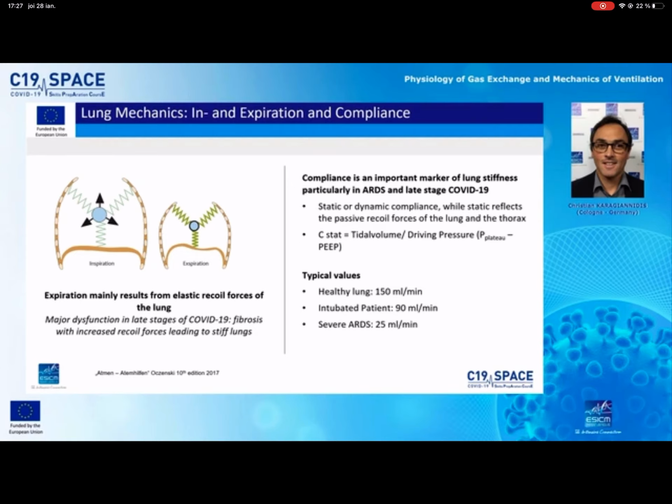Very typical values of the respiratory system in healthy lungs are around about 150 ml per millibar, sometimes more. Intubated patients without a lung disease typically show a decrease in the compliance, and it's around about 90 ml per millibar. And in patients with severe ARDS, it decreases down to, let's say, sometimes 20 or 25 ml per millibar.